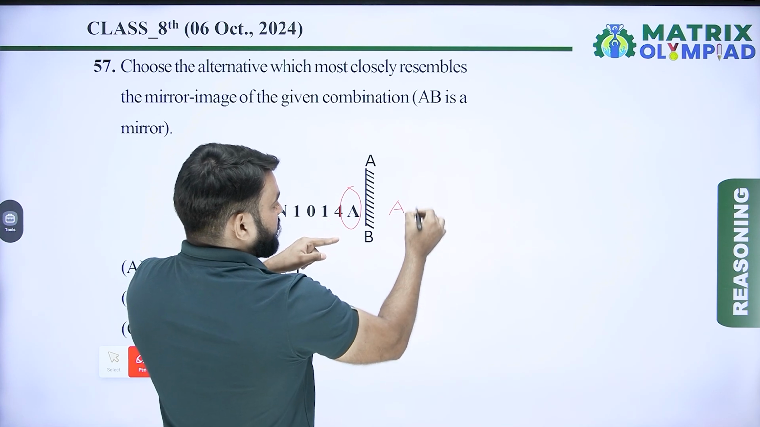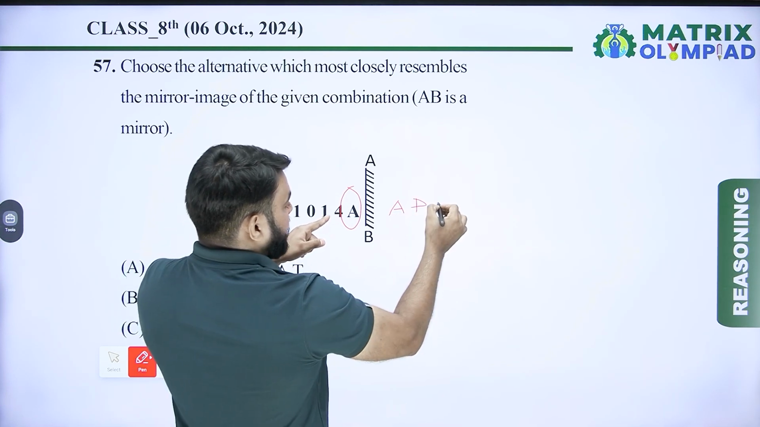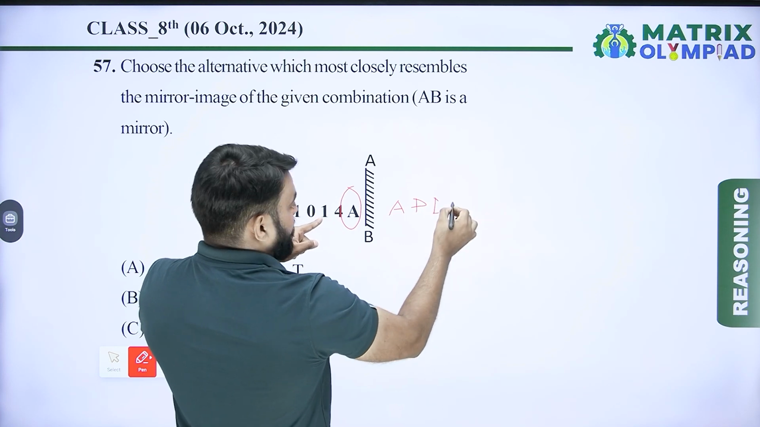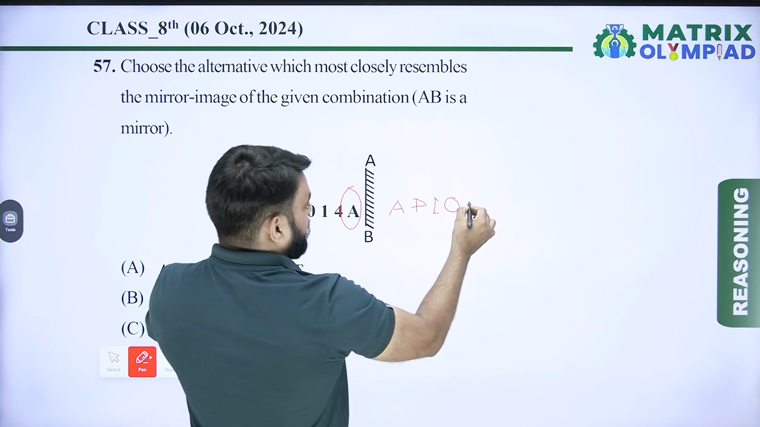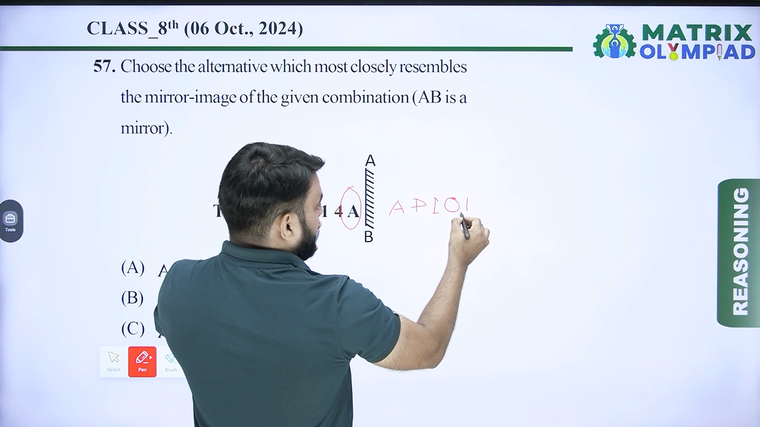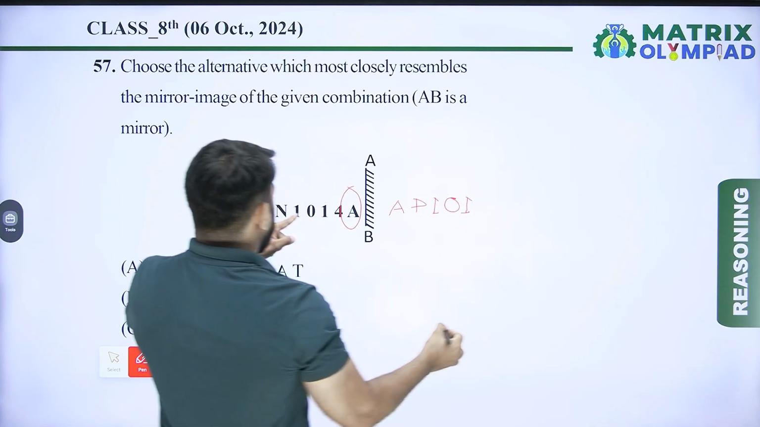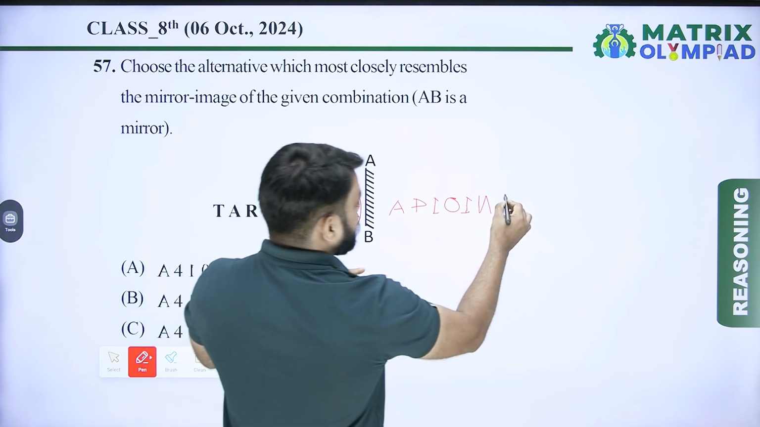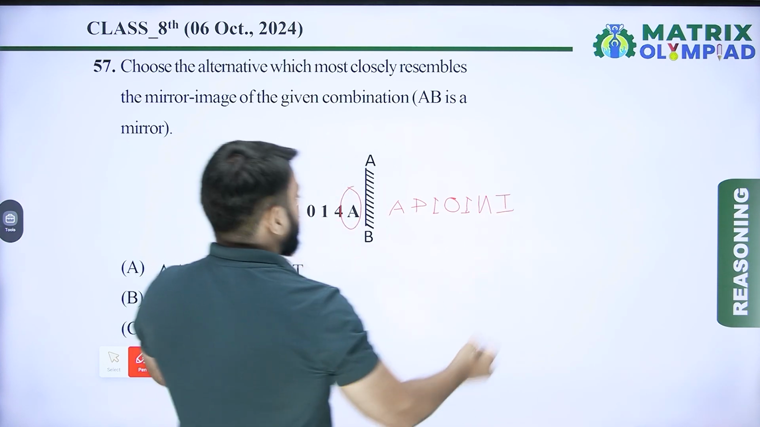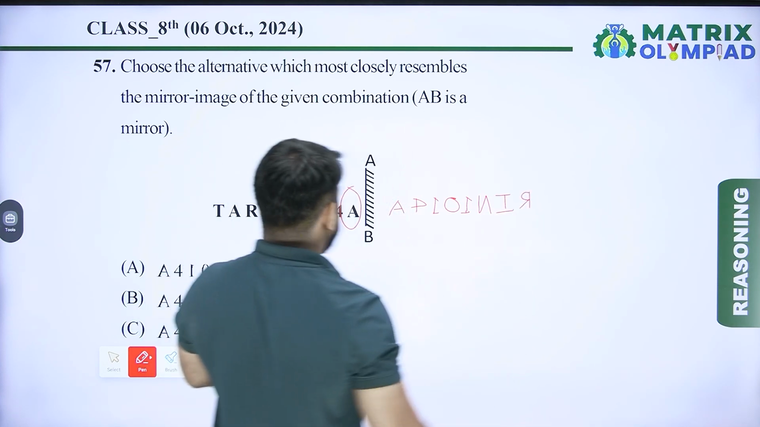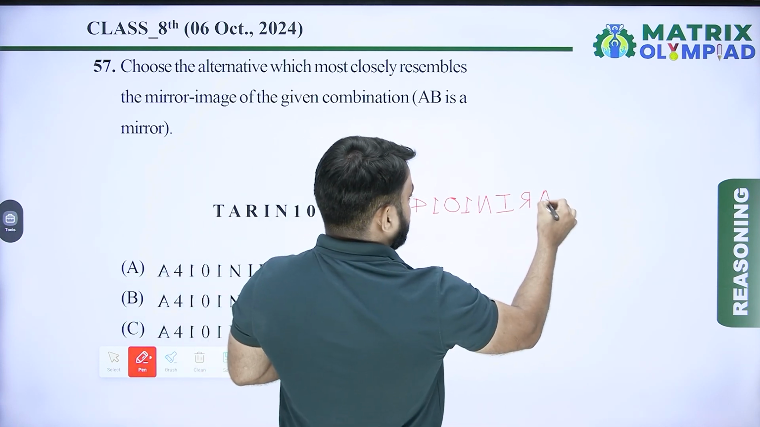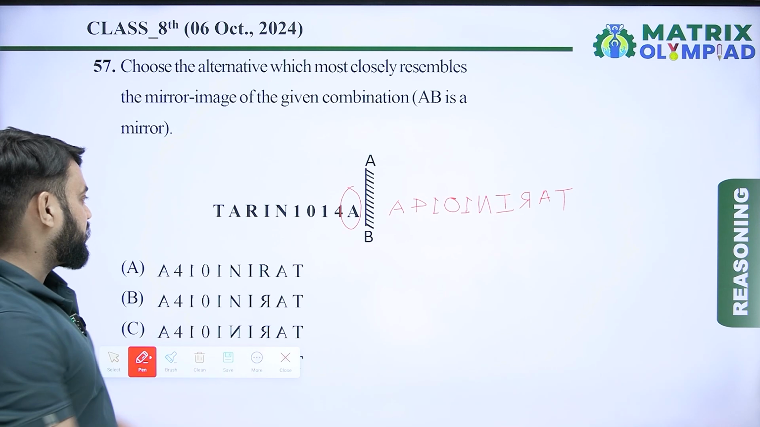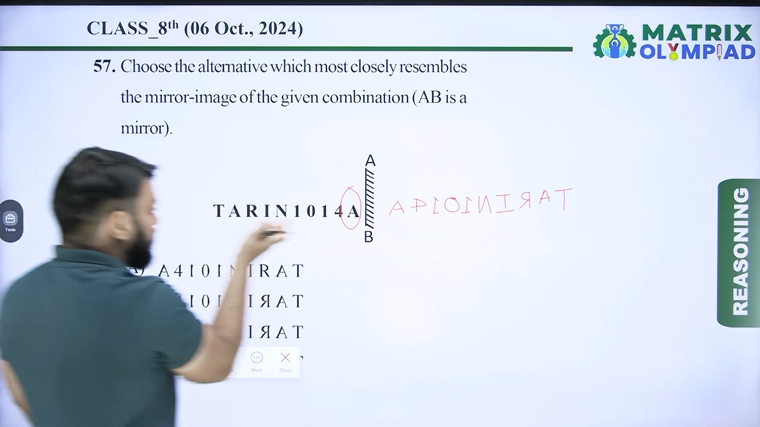Now find the mirror image of 4. Now find the mirror image of 1. Now mirror image of 0. Again find the mirror image of 1. Now mirror image of n. Now again mirror image of I. Now find the mirror image of R. This is the mirror image of A. Now this is the mirror image of T. So this is the correct mirror image of the given combination.